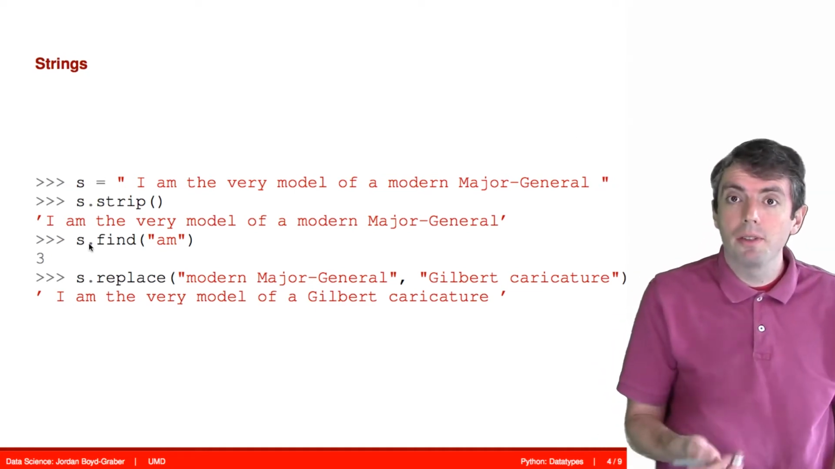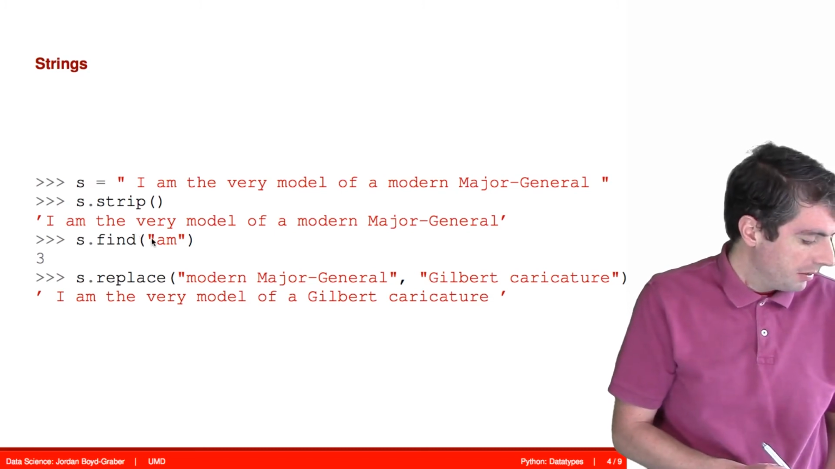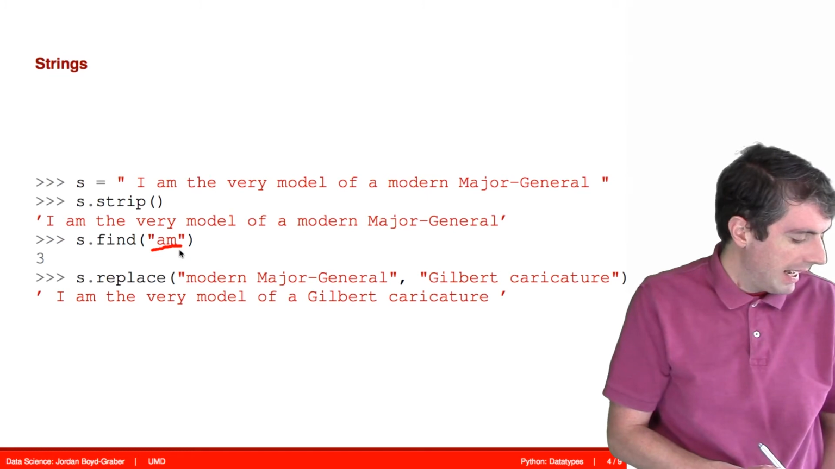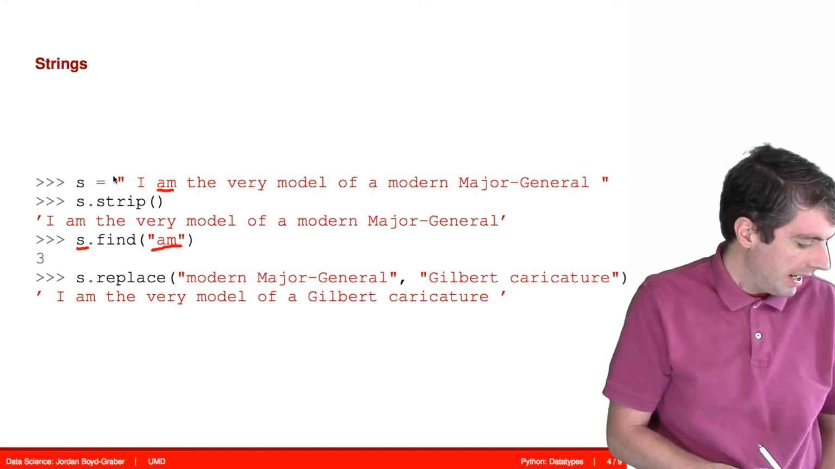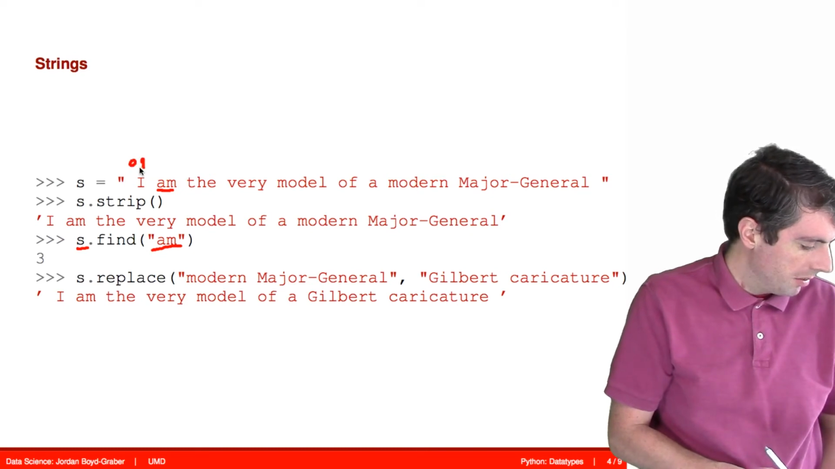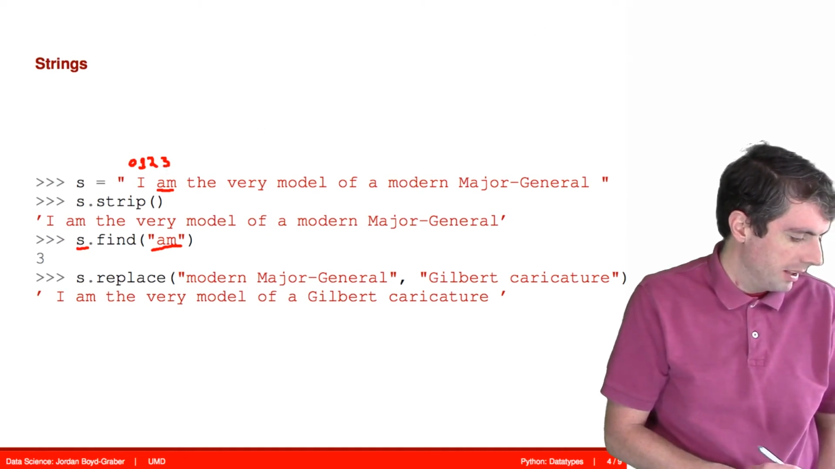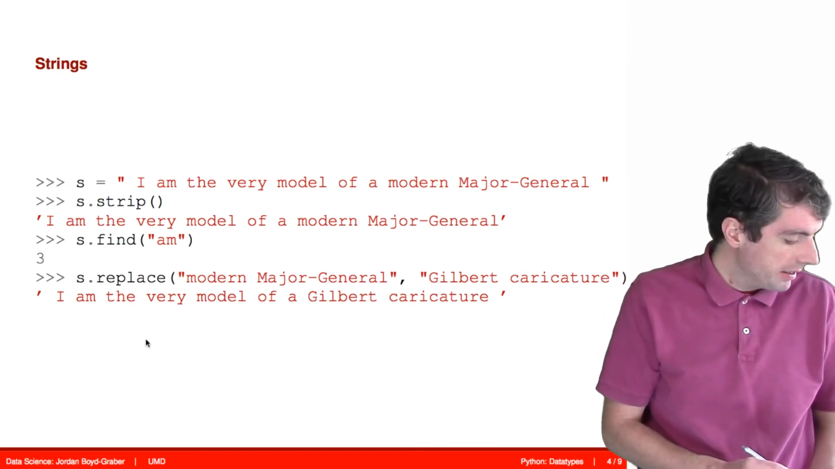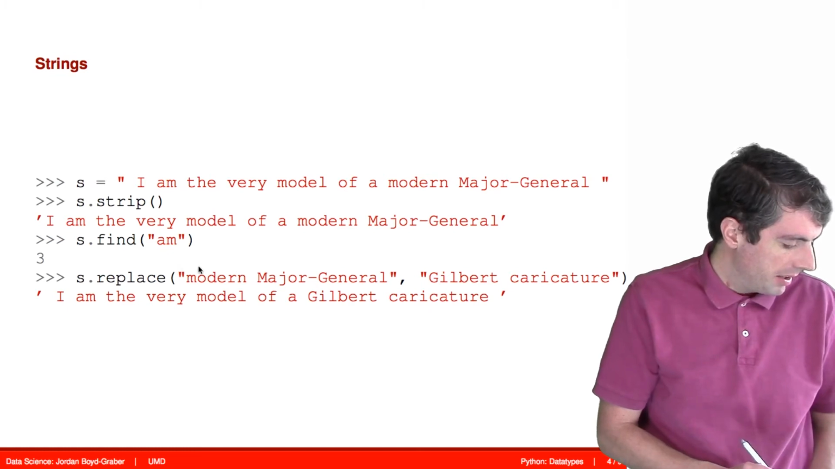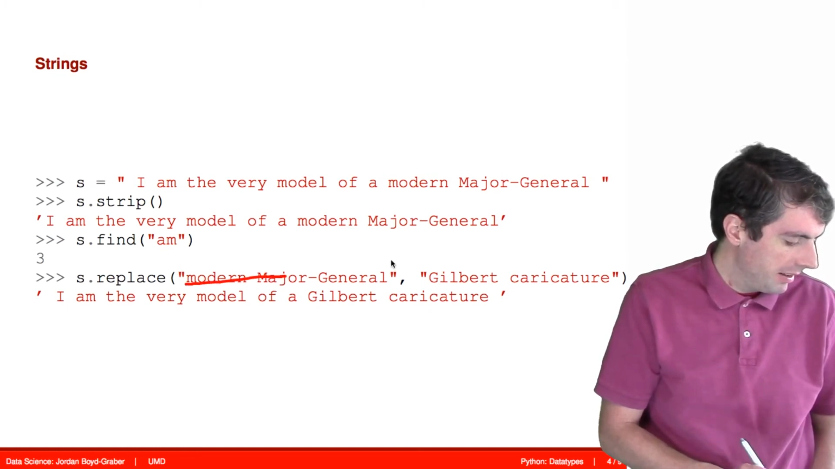You can also search for substrings inside a longer string. So for example, if you search for the substring am within the string s, it will tell you that it's in the third position of the string. So here is the string am, here is position 0, here is position 1, here is position 2, and am starts in position 3 of the string. There are lots of other string functions that Python gives you for free. Another example of that is the replace function, where you can take a substring, and every time that it sees this substring, it will replace it by this other substring, and then return the result.